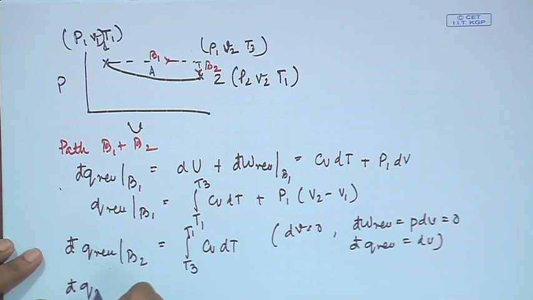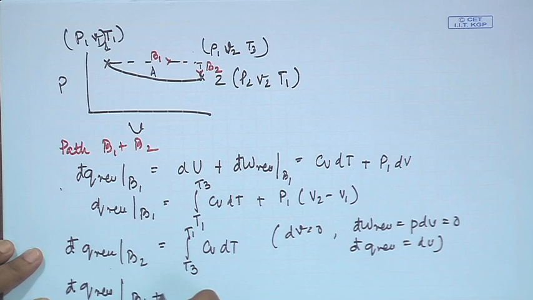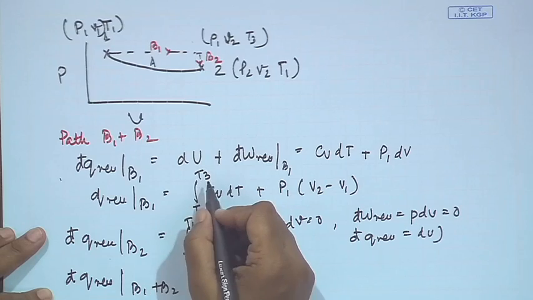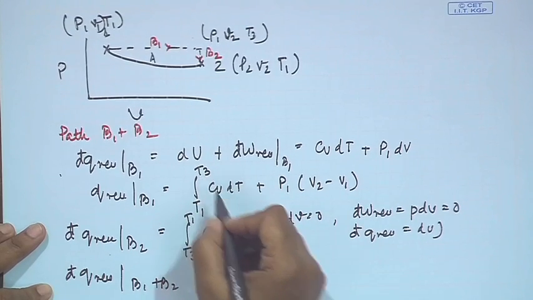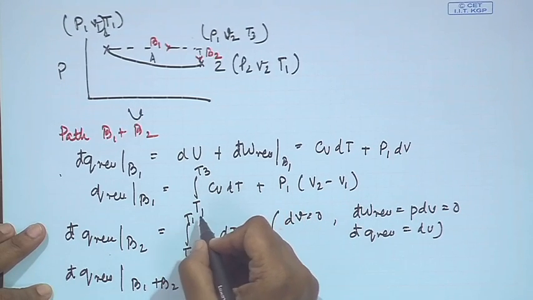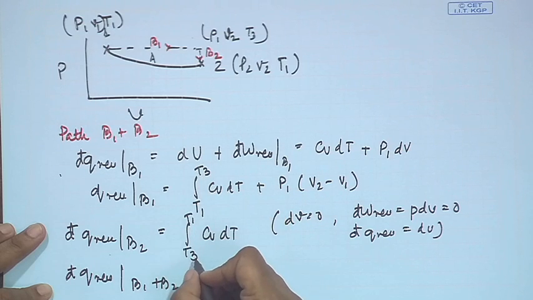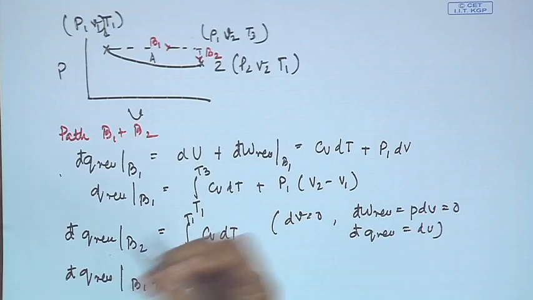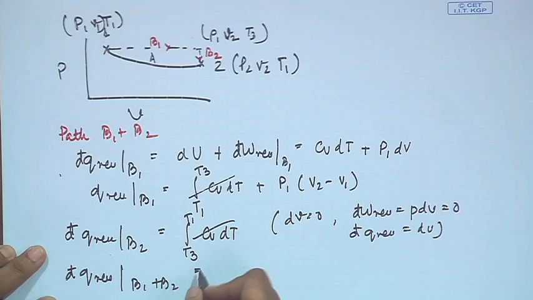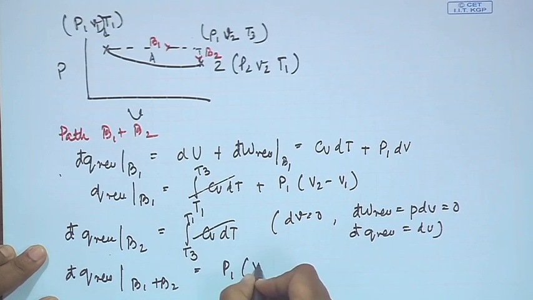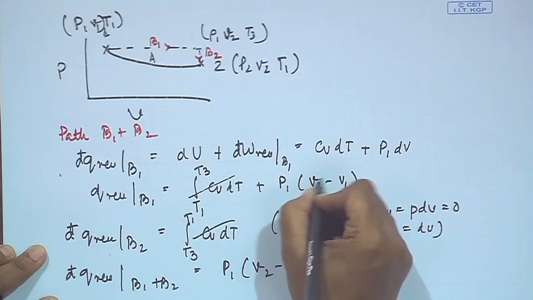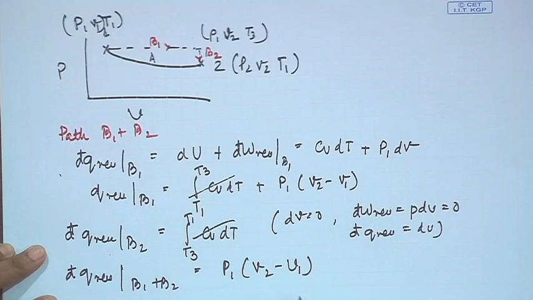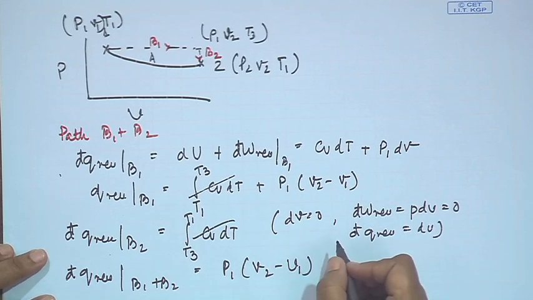Now, what is dq reversible for the entire process B1 plus B2? You add this and this. When you add, you find that in this case the integration was performed from T1 to T3, and in this case it is performed from T3 to T1. Since the initial and final states are the same, we are just reversing it. So these two cancel out and we find this equals P1 into (V2 minus V1). I am sorry, I am repeatedly writing it as capital. So this is dq reversible.